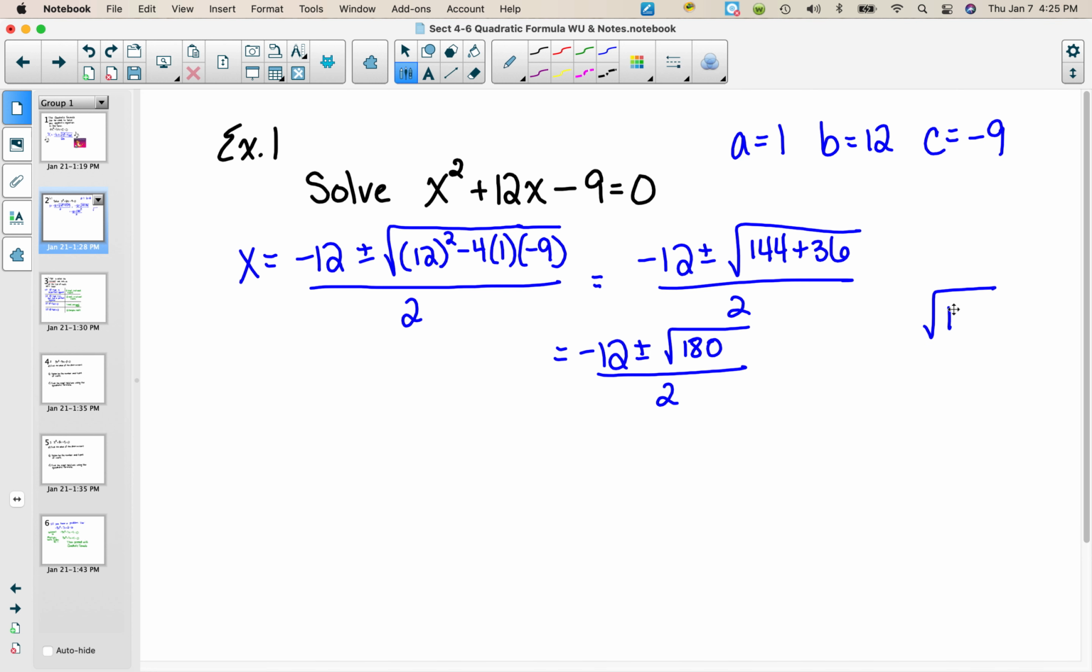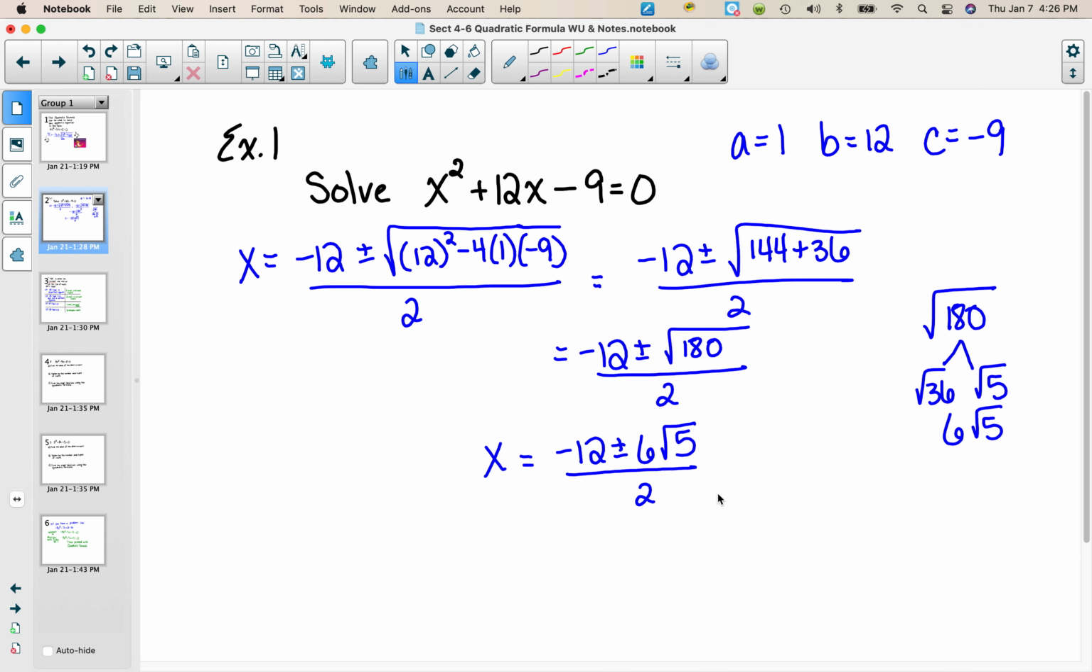So off to the side, you could remember when we did our list of perfect squares, you want to find the largest perfect square that goes into 180, and actually 36 will. So think of this as the square root of 36 times the square root of 5. So you get 6 root 5. So then we have negative 12 plus or minus 6 root 5 all over 2.